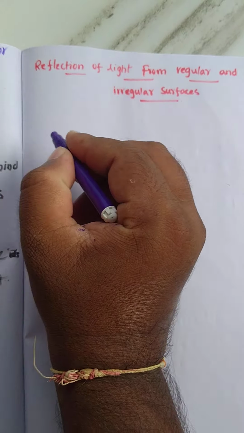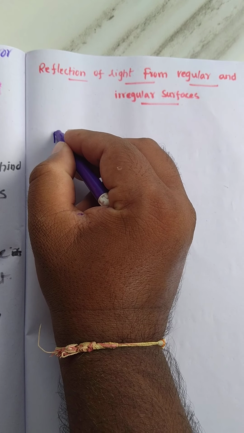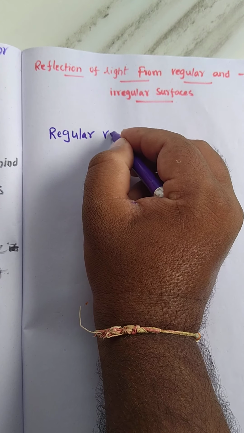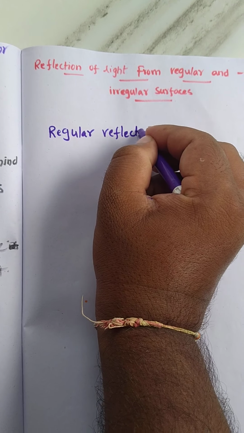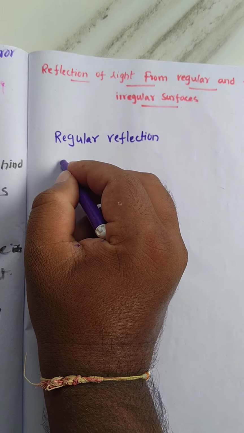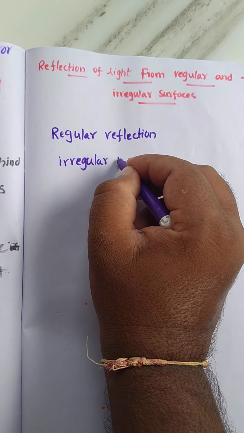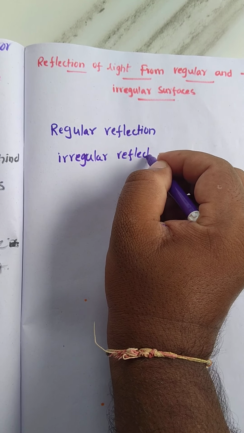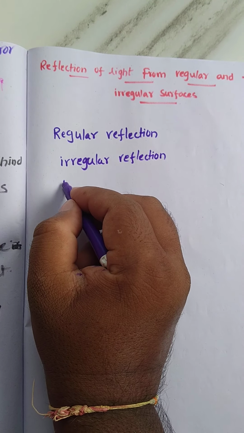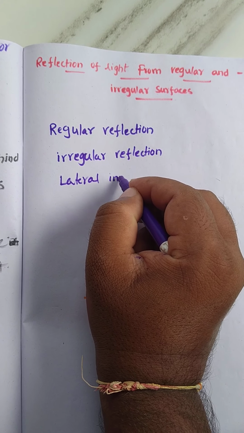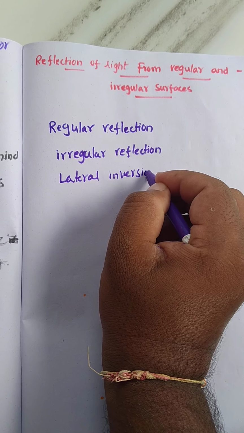So today I am going to discuss reflection of light from regular and irregular surfaces. We are going to discuss regular reflection, irregular reflection, and lateral inversion. These are the three concepts I am going to discuss today, dear students, with you.